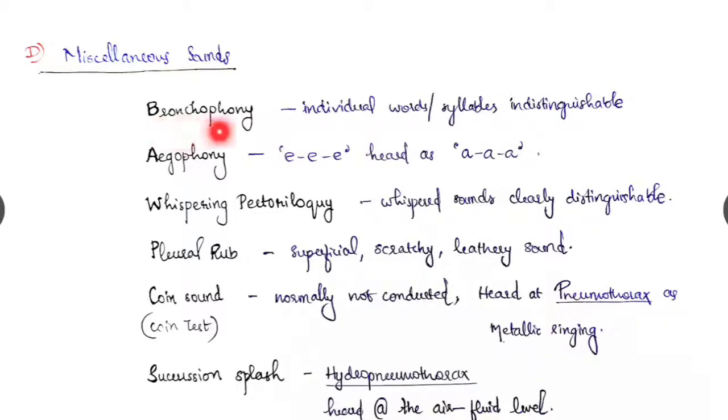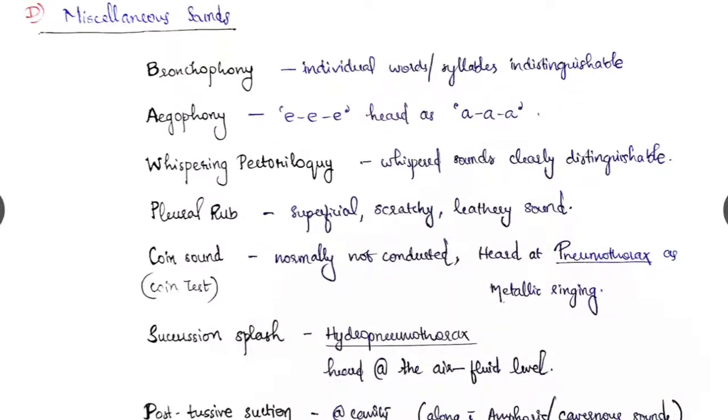It can be bronchophony. What is bronchophony? Individual words or syllables usually are not distinguishable, but here they are clearly heard. Egophony, like asking the patient to say E, E, E, it is heard as A. And whispering pectoriloquy: whispered sounds usually are not heard properly or are indistinguishable, but here they become clearly distinguishable word by word. These are seen in consolidation or some cases of pleural effusion.